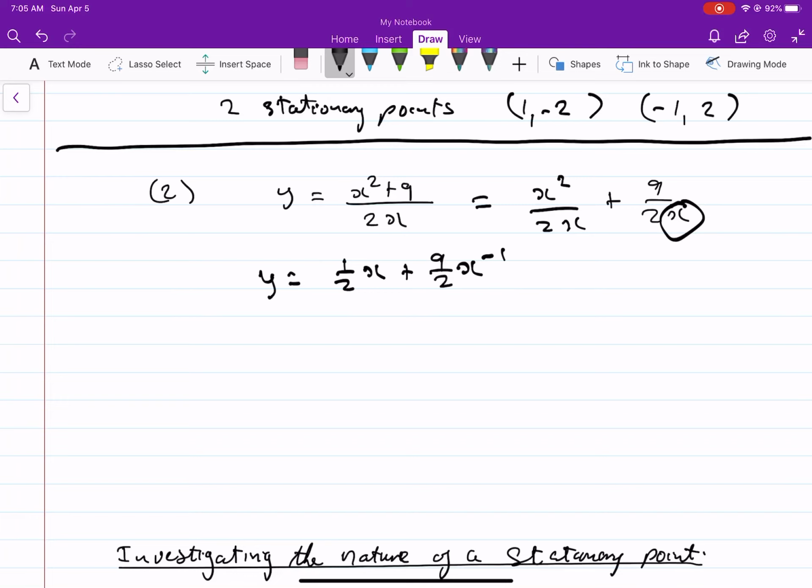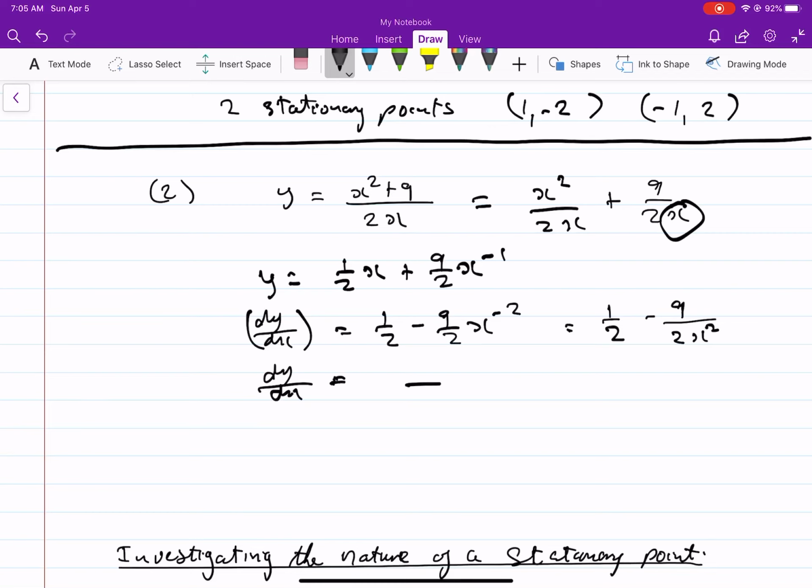dy/dx in this case is equal to a half, and then this becomes minus 9 halves x to the minus 2. You're going to tidy this up a bit. 1 over 2 minus 9 upon 2x squared. Don't forget your indices. LCM here. dy/dx is equal to (x squared minus 9) over 2x squared. Yeah, that looks good.